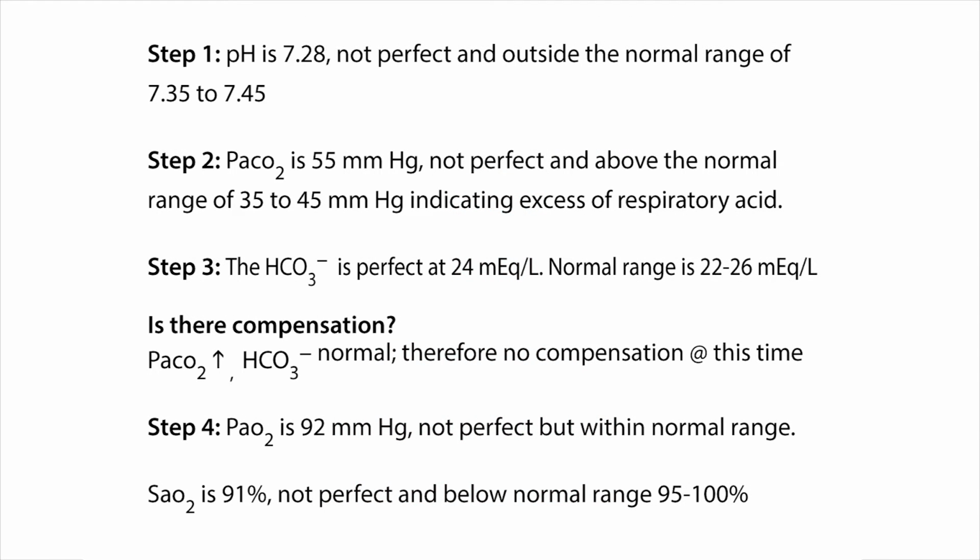Is there compensation for the respiratory acidosis? Only carbon dioxide is elevated. Bicarb is normal. So the patient has acute respiratory failure causing an accumulation of carbon dioxide. There is no compensation at this time. Next step, check PaO2 and SATs. PaO2 is 92. Not perfect, but within normal range. SATs 91%, definitely not perfect.